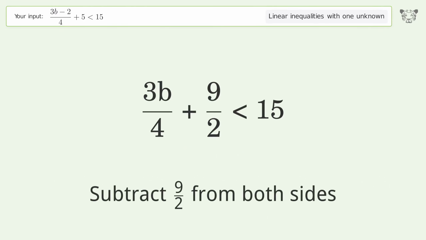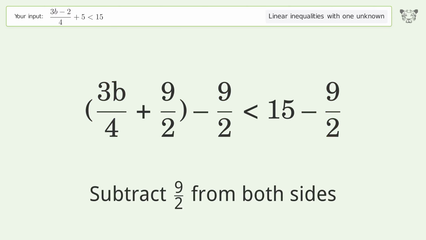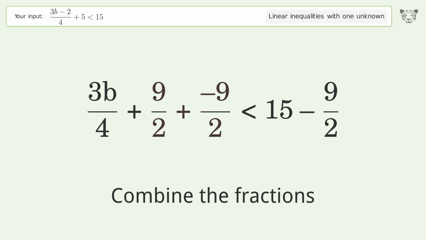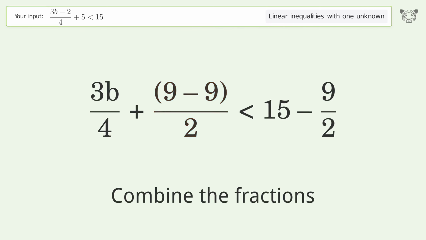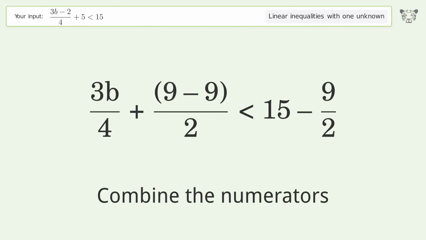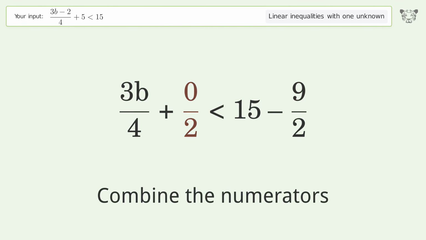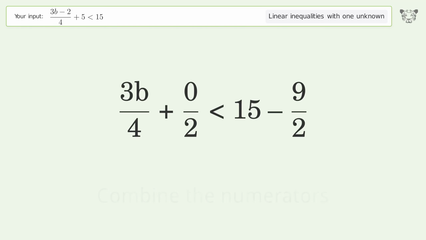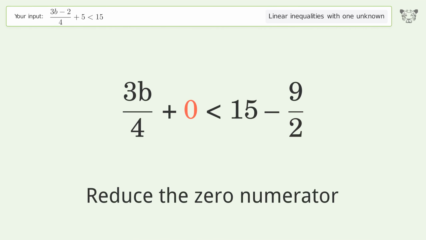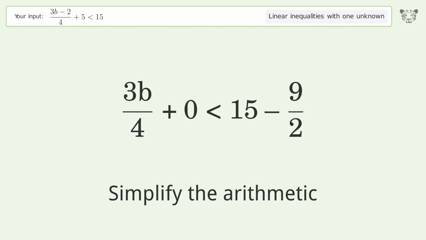Subtract 9/2 from both sides. Combine the fractions. Combine the numerators. Reduce the zero numerator. Simplify the arithmetic.